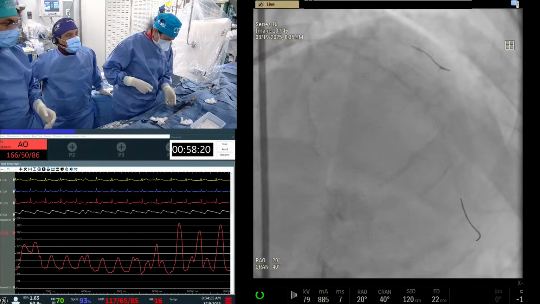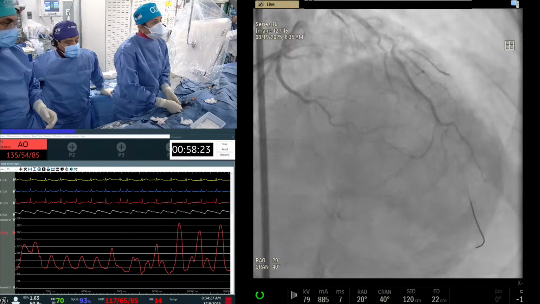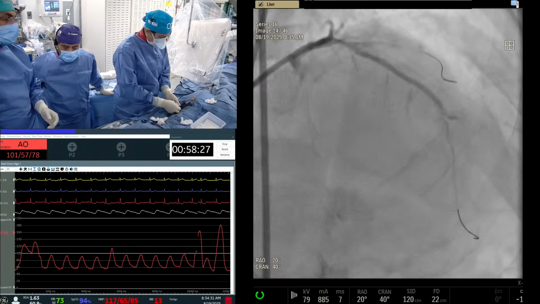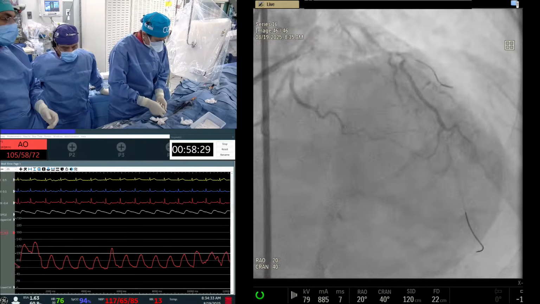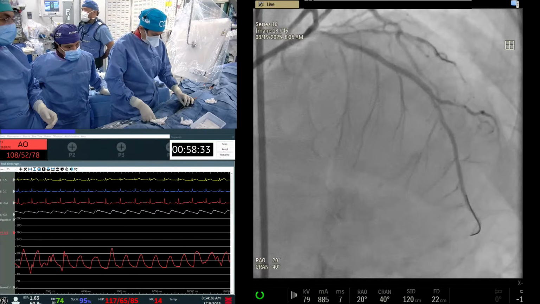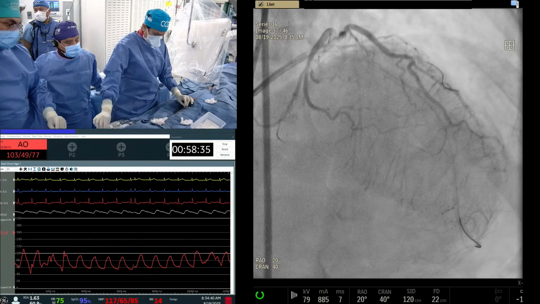And LAD, we can take a 3.0 by 18. Proximal edge we never defined. Up to the ostium. Okay. Yep.